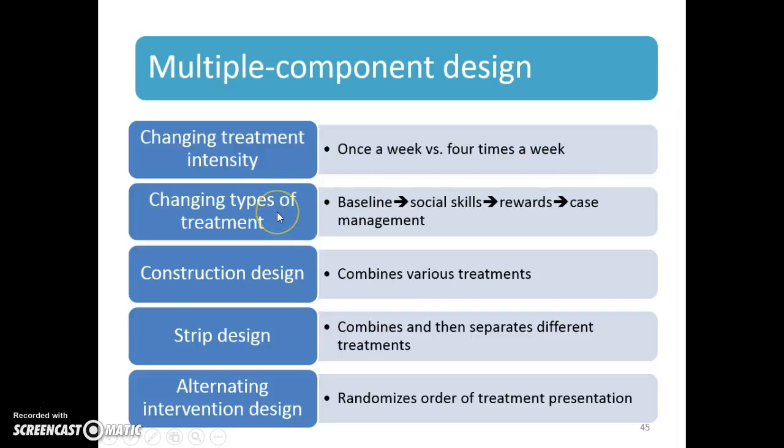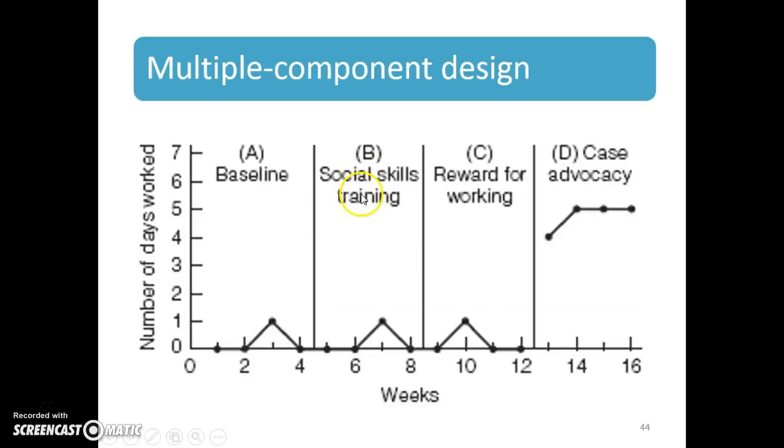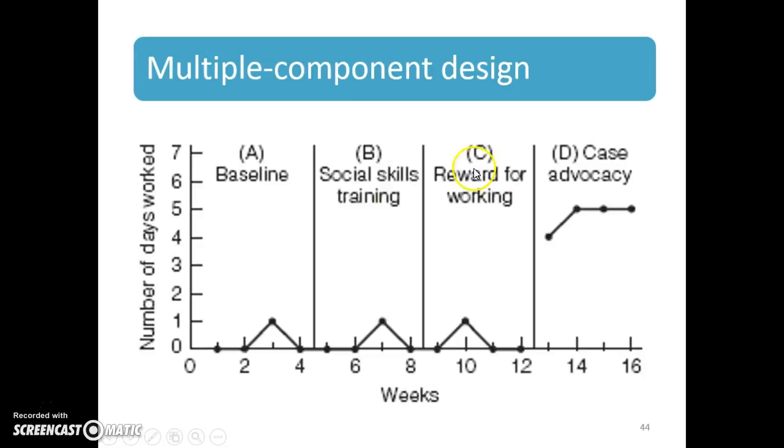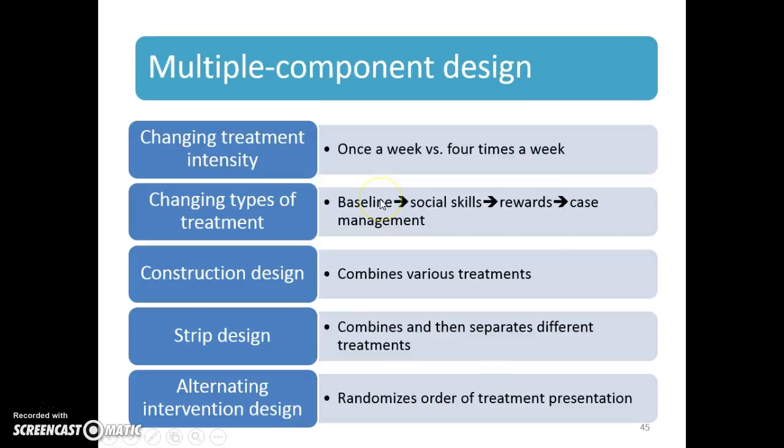You might change the type of treatment like we saw. Maybe you combine. Maybe this is social skills. Maybe this is reward. Maybe this is social skills and reward. So you can use this to play around with seeing whether one thing makes a difference, or whether combining things does. You could also separate them. So you might see, let's combine social skills and reward, and then let's drop it to just social or drop it to just reward. And then finally, you could just randomize it.